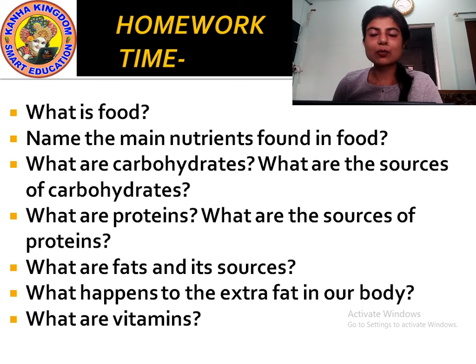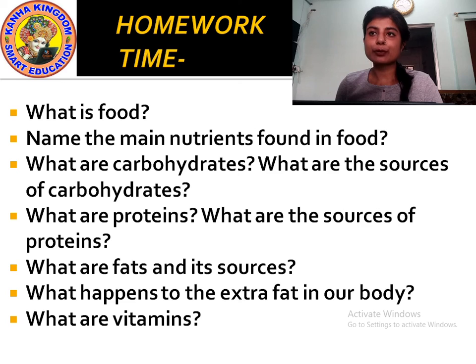Question number 1, what is food? The substance that animals or plants eat to maintain life and for proper growth is known as food. You write the definition of food. Name the main nutrients found in the food. What are the nutrients? Carbohydrates, proteins, fats, vitamins and minerals. Then you write what are carbohydrates and also the sources of carbohydrates.